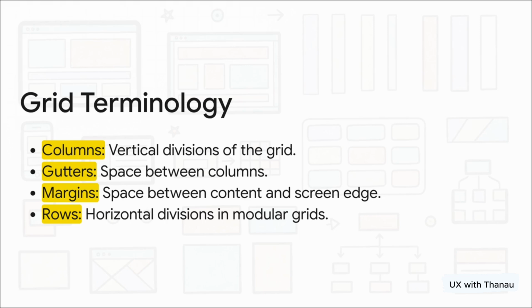The gutters, now these are important. They're the empty spaces between the columns that give your design room to breathe. Margins are the space on the very outside, between your content and the edge of the screen. And rows, like we just saw, are the horizontal lines that give you that full grid matrix.